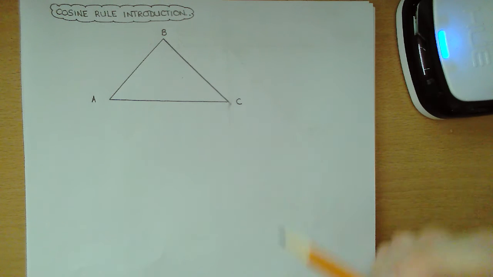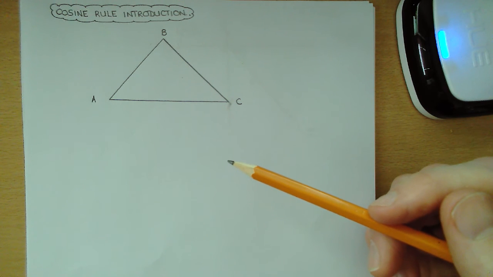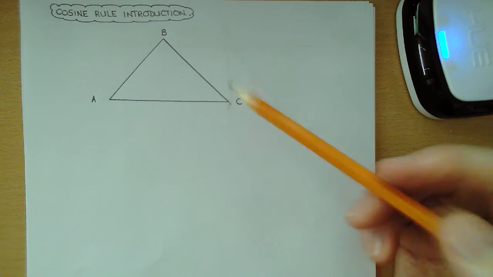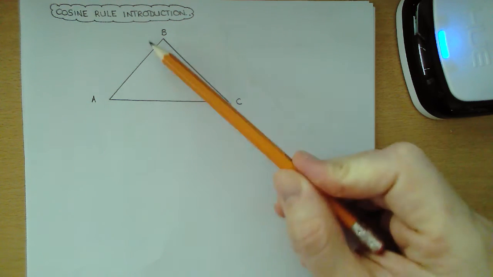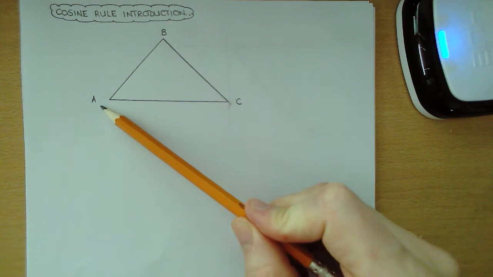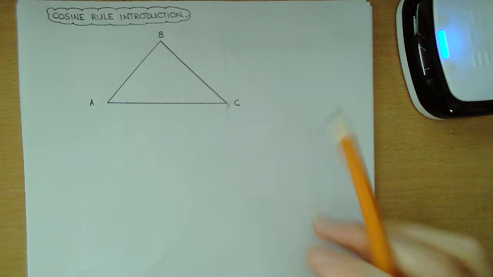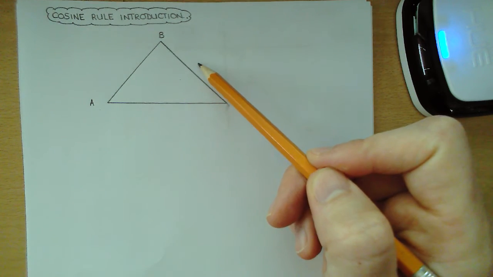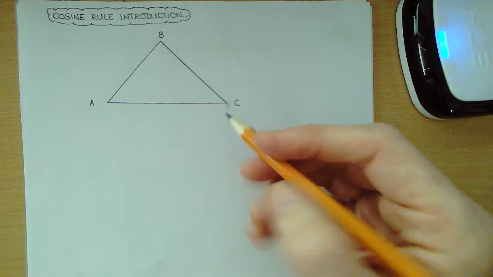We can also use the cosine rule to find any unknown angle or any unknown side in a non-right angle triangle. So we've drawn a non-right angle triangle and labelled the corners capital A, capital B, capital C. We're then going to label the sides that are opposite each capital letter with the corresponding lowercase letter.